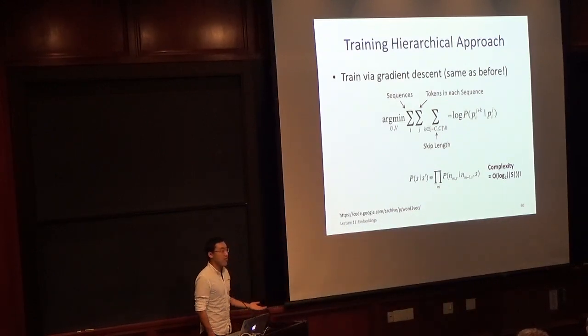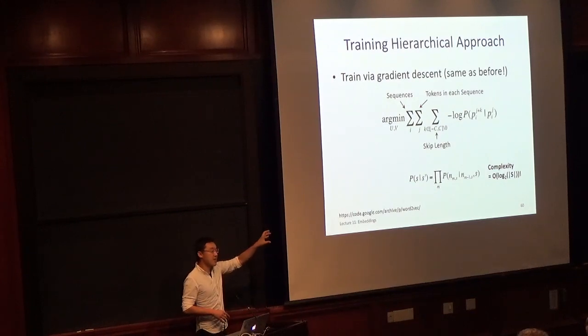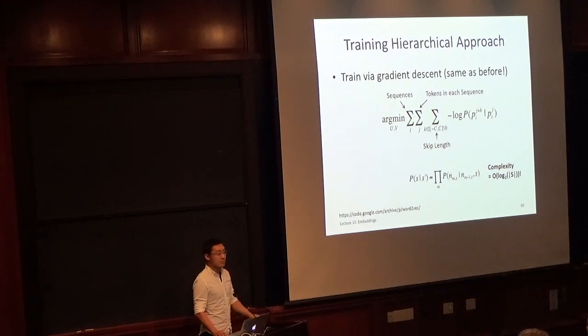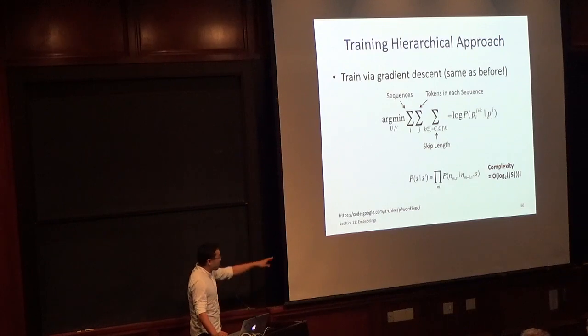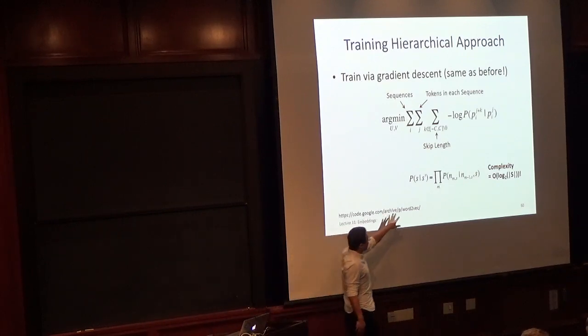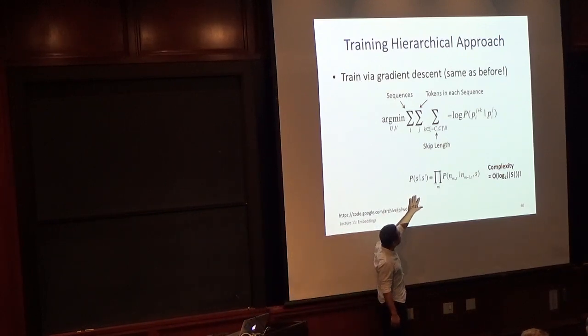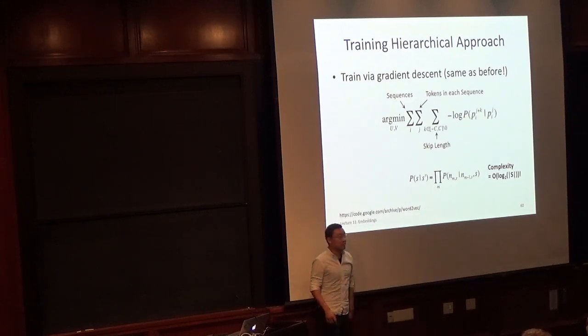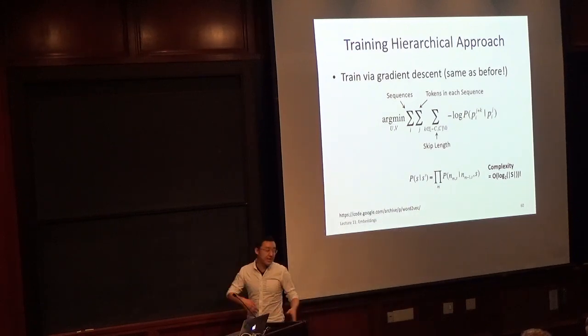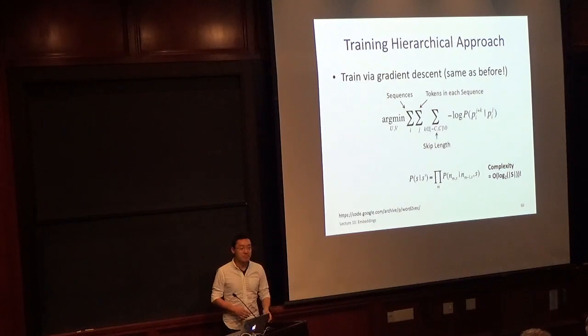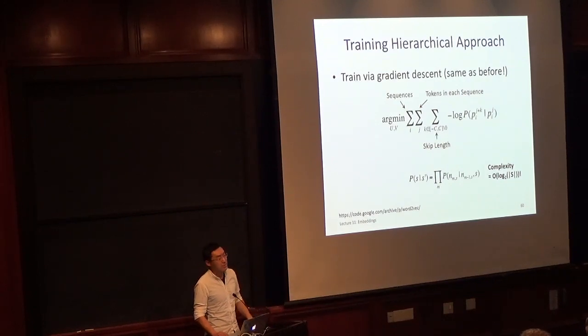But I need to estimate more parameters, because I need to estimate the embeddings of those virtual nodes in that tree hierarchy. So it's statistically less efficient. It needs more data to estimate reliably. But I can train this with gradient descent as before, and it turns out this reparameterization trick leads to substantial computational savings. And the data set is huge, so they were okay with it. Statistical efficiency was not a concern.